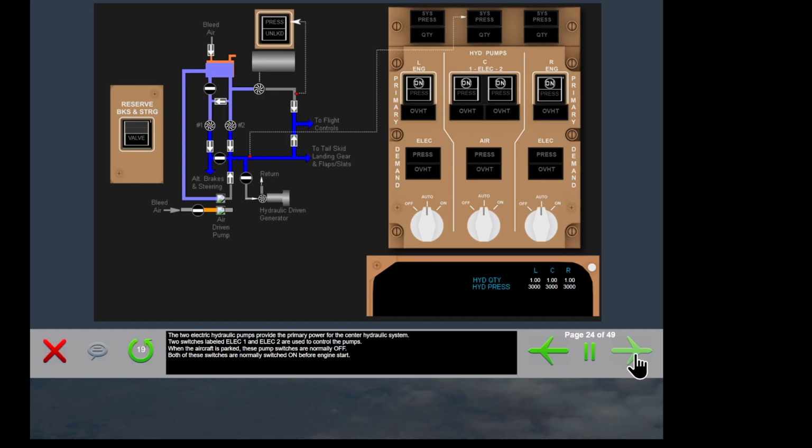The 2 electric hydraulic pumps provide the primary power for the center hydraulic system. 2 switches labeled Electric 1 and Electric 2 are used to control the pumps. When the aircraft is parked, these pump switches are normally off. Both of these switches are normally switched on before engine start.